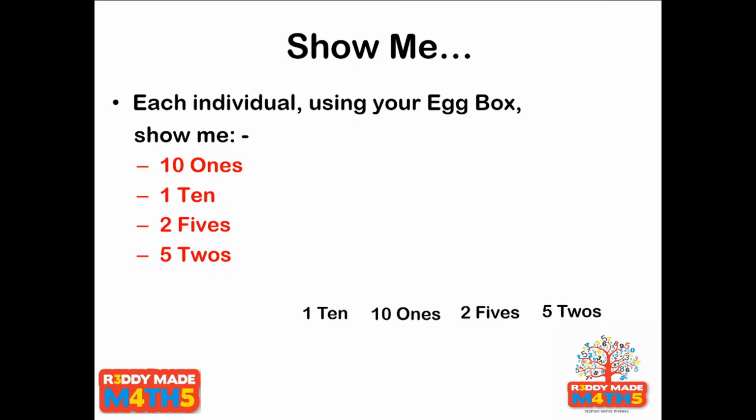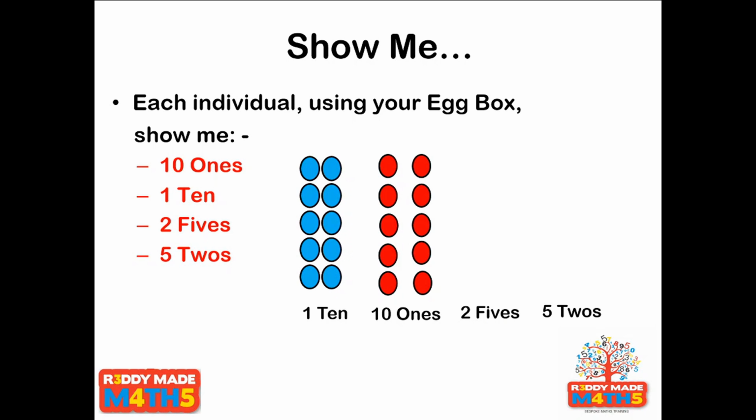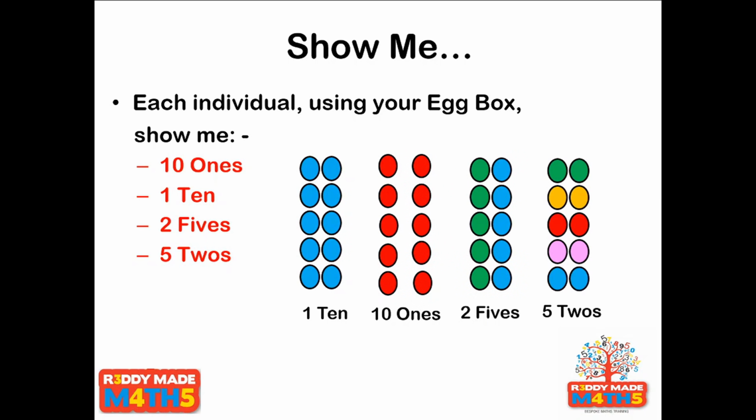We've got 1 10, 10 1s, 2 5s, and 5 2s. You can see here, when it's the 1 10, as we've just looked at, you just hold up that full box. Every time that full box is held up, it's a 10. When it's 10 1s, I've kind of separated the ones here to demonstrate, as I use my finger, putting a little circle around it to show 10 1s.